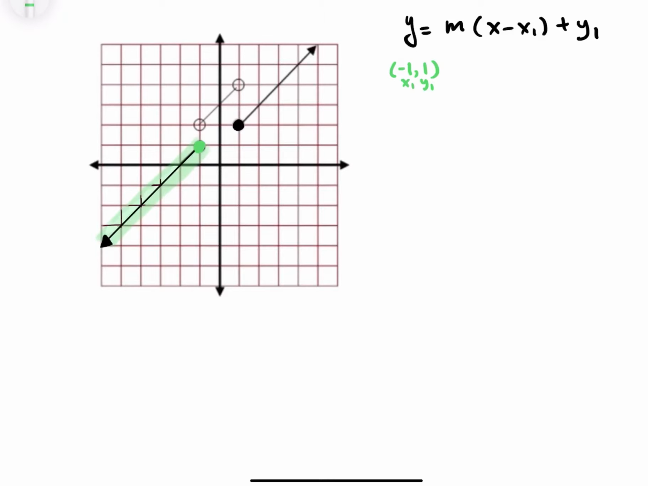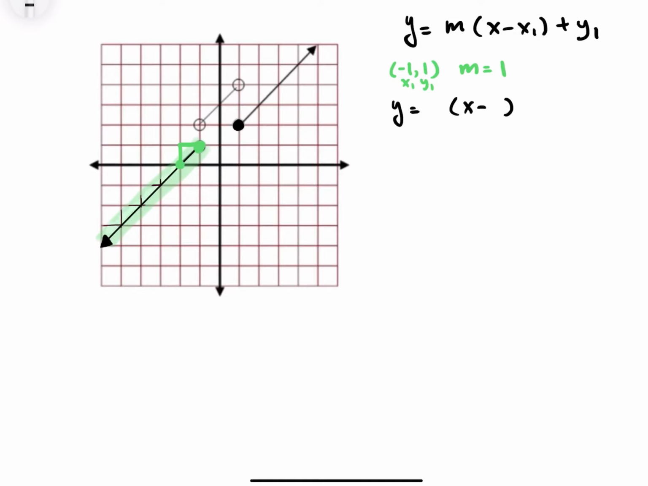Okay, now we need to look at our slope. So I'm going to find another point, and I'm going to take a look at my rise and my run. So up 1 and over 1, which means our slope is 1. So now all I got to do is put it into that equation. I'm just going to substitute. y = m(x − x1) + y1.